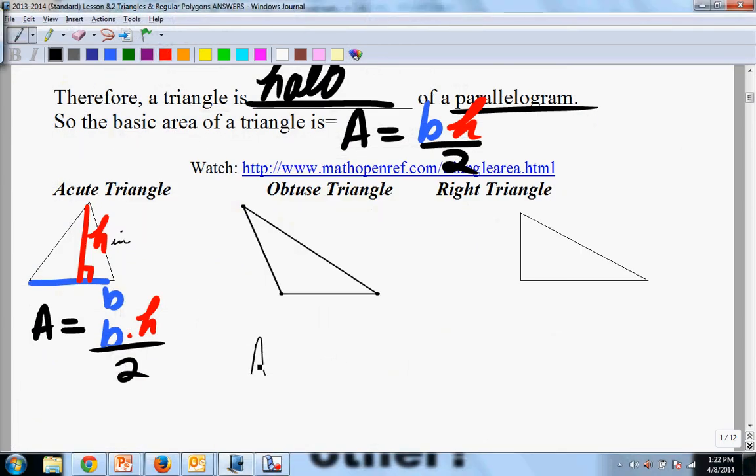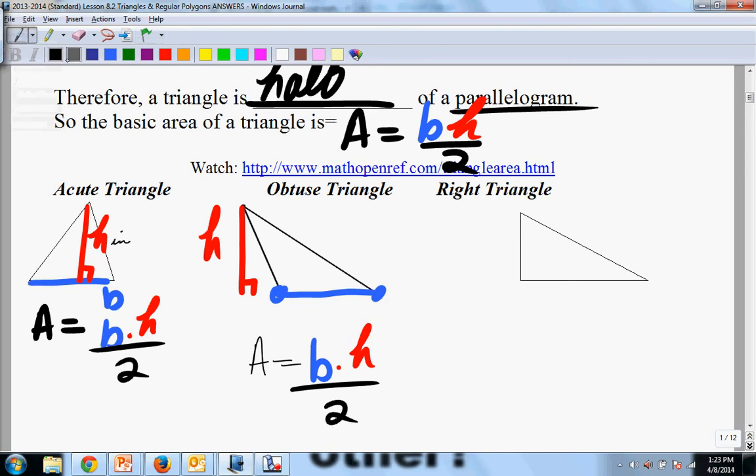The only thing you have to remember, so it's area equals base, which is only from the edge of the triangle, times the height, but the only thing you have to remember is height is now outside the triangle. Okay, so here the height is outside. So you just follow the eyeball there.